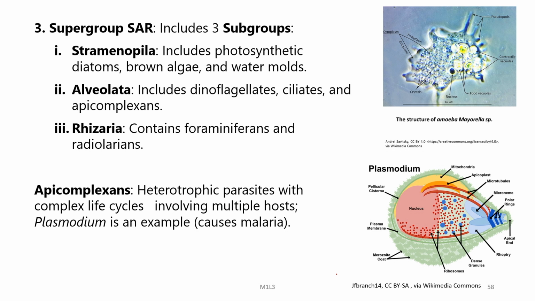The first member of this group is Stramenopila. These include photosynthetic diatoms, brown algae and water molds. Then you have Alveolata, which includes dinoflagellates, ciliates and apicomplexans. Then we have Rhizaria, which contains foraminiferans and radiolarians. Apicomplexans are heterotrophic parasites with complex life cycles involving multiple hosts. For example, Plasmodium causes malaria.